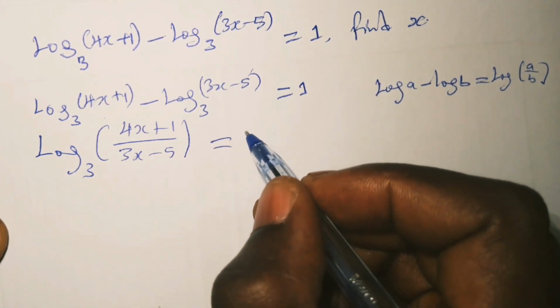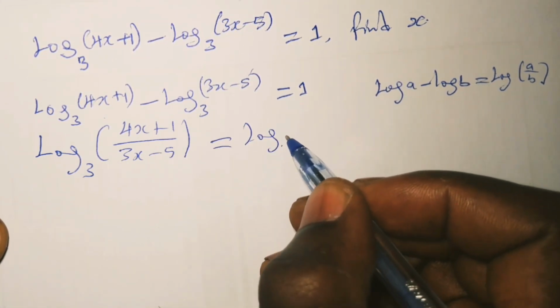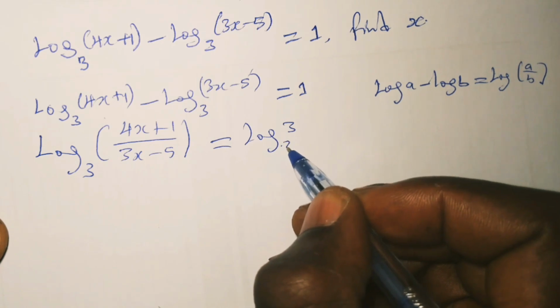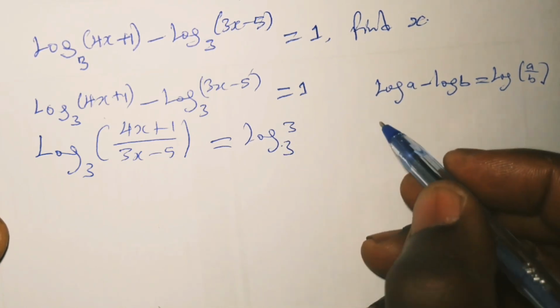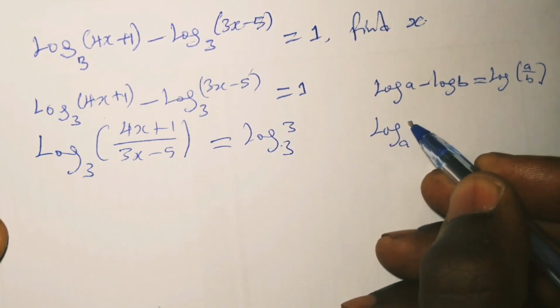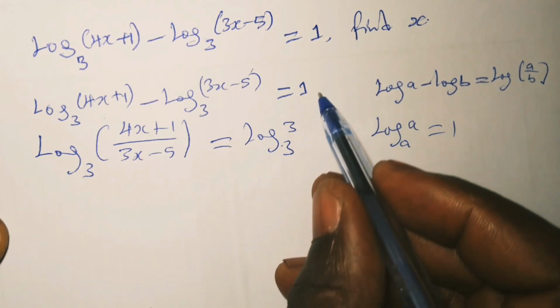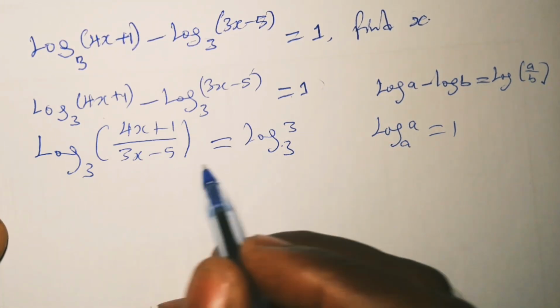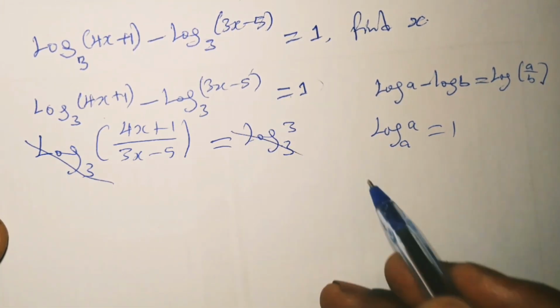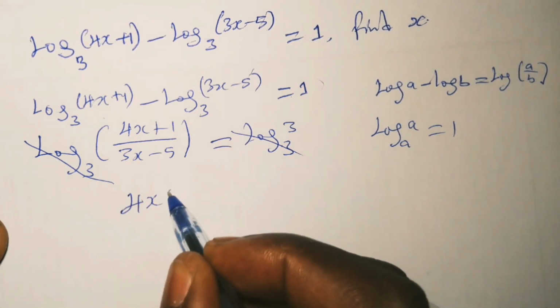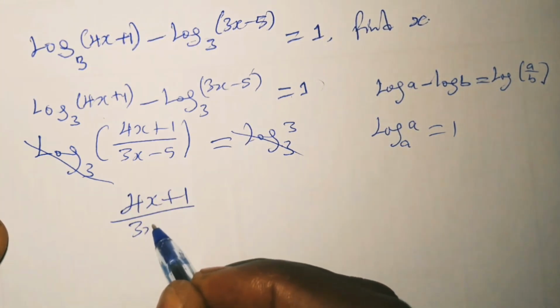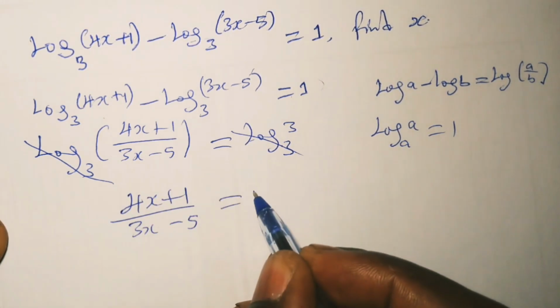This will give us the same thing as log 3 base 3, because log a base a is equal to 1. So log 3 base 3 is in place of this. When we get this, it means that this will cancel with this one, whereby we are left with (4x + 1) over (3x - 5) equals 3.